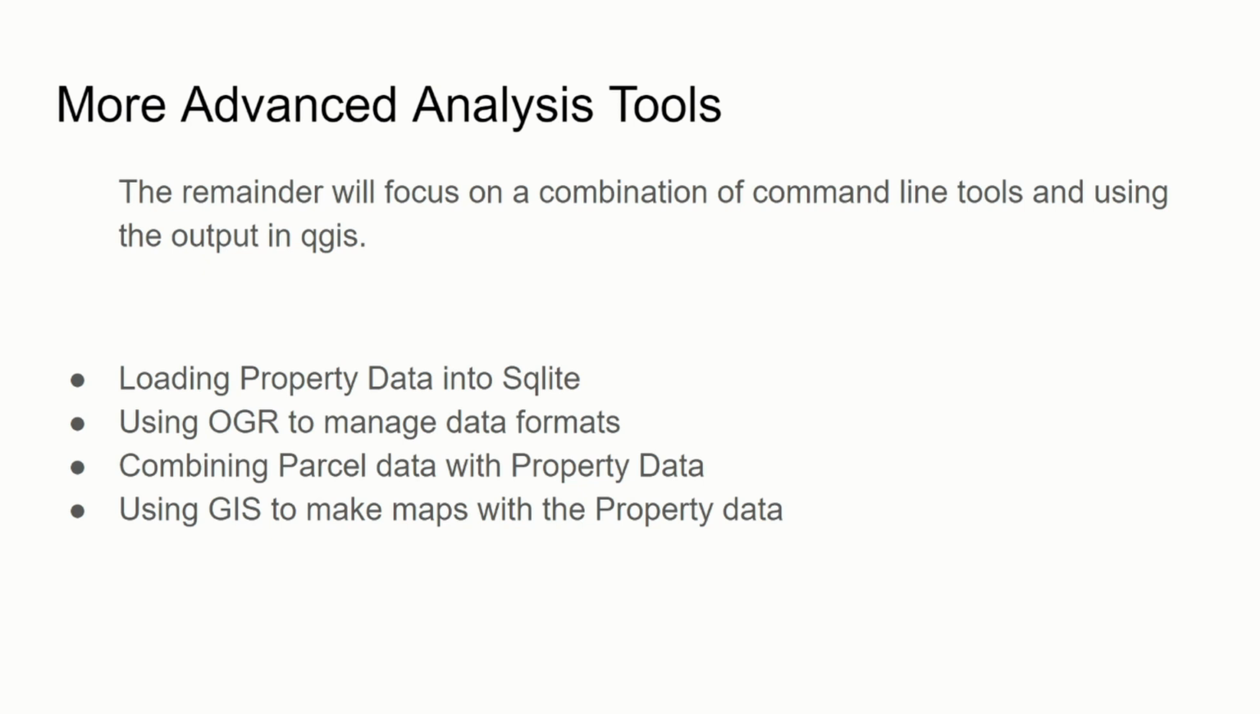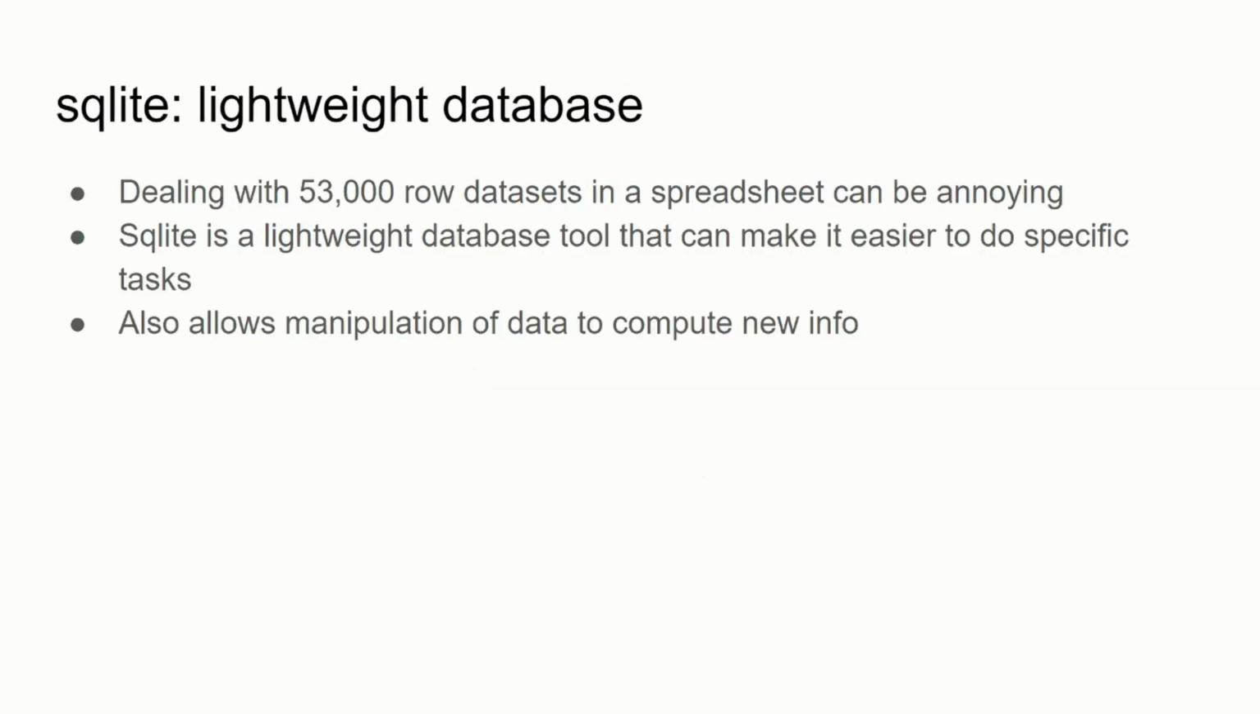So 4 steps. 1, we're going to load the property data, the assessor's data, into SQLite. SQLite's just a lightweight database. Then we're going to load the parcel data, so that GeoJSON file with all of the lines of where all the lots are, into the same database. We're going to combine the two so that we have all the information associated with the geographic information, and then we're going to make some maps. So this is the next step there.